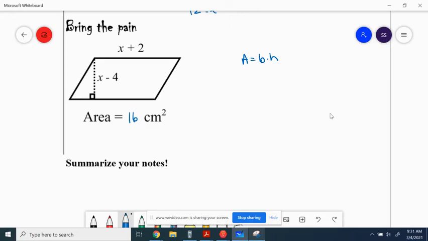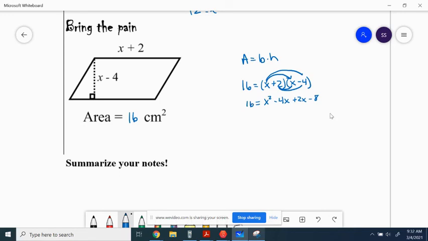So let's go ahead and substitute 16 for A and what we know for our base and height. So our base would be x plus 2, and our height would be x minus 4. Okay, so we can still multiply these binomials out. We just have to do a bit of foiling. So we're going to do x times x, which is x squared, and x times negative 4, that's negative 4x. We're going to go to the 2, so we're going to go 2 times x, that's 2x. 2 times negative 4, that's negative 8. All right, and this is all equal to 16.